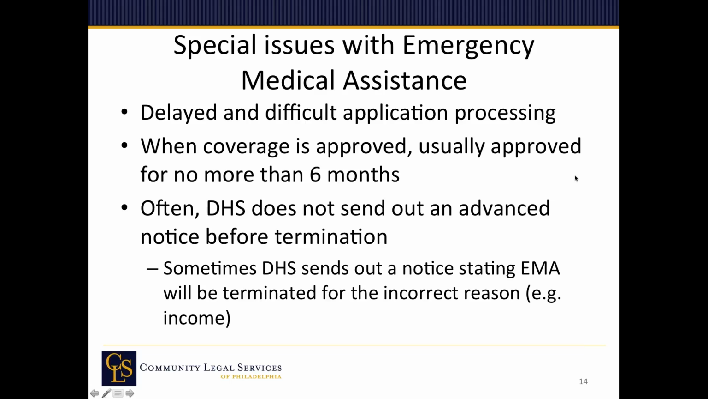For those people who are eventually approved, DHS does not approve EMA for any more than 6 months. So these folks are on a different kind of renewal track than typical MA recipients. And then at the end of those 6 months, DHS does a pretty bad job of sending out the advance notice that they should be sending out before EMA is terminated at the end of those 6 months, or 5 months, 4 months, 3 months, however long EMA has been approved for.